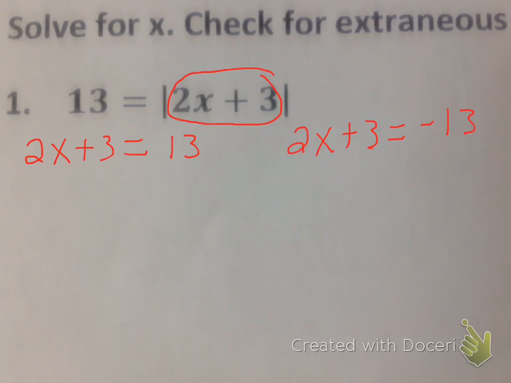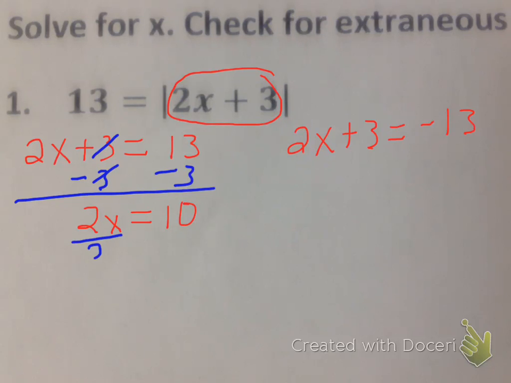Go ahead and I'm going to solve. Whenever I solve for x, I'm going to start on the one on the left, so I'm going to say minus 3 and minus 3. The minus 3 will cancel. That leaves me with 2x equals, and then 13 minus 3 is 10. Now I have 2x equals 10, so it's 2 times x, so I divide by 2, divide by 2. The 2's cancel. That leaves us with x equals, and 10 divided by 2 is 5. That's one of our answers.